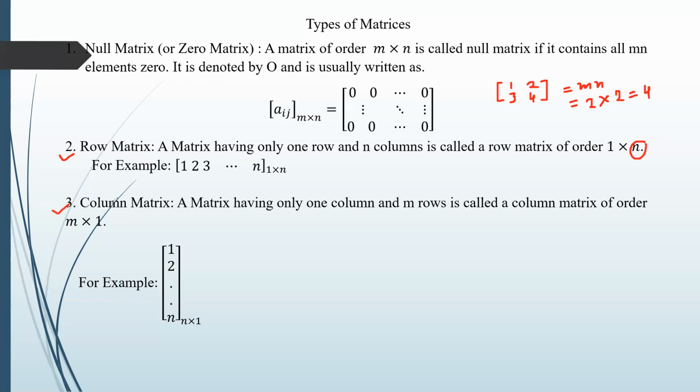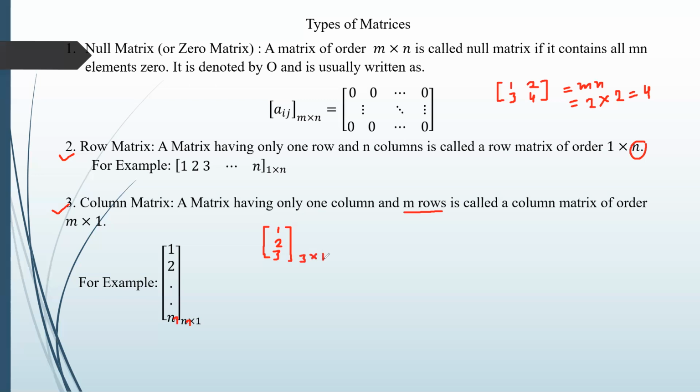Now we go for the column matrix. A matrix having only one column and m rows is called a column matrix of order m by 1. Okay, so this is m. Is that clear? If we have to make a matrix of order 3 by 1, we can easily make it like 1, 2, 3. Here we see that there is only one column and 3 rows. So the order of that matrix will be 3 by 1.